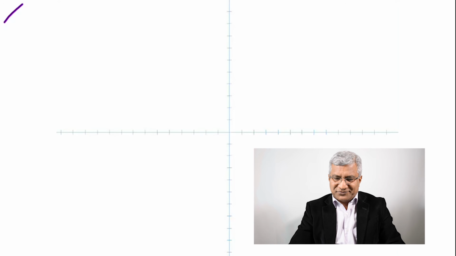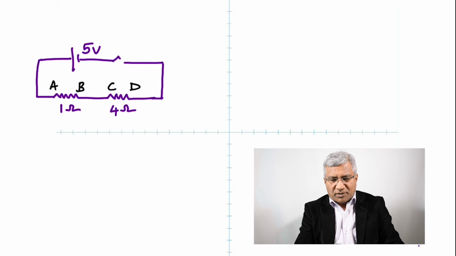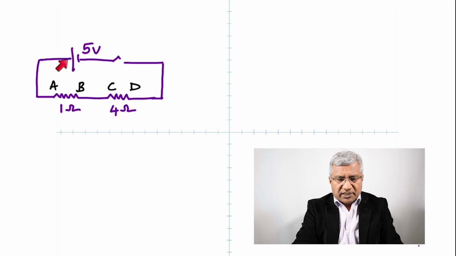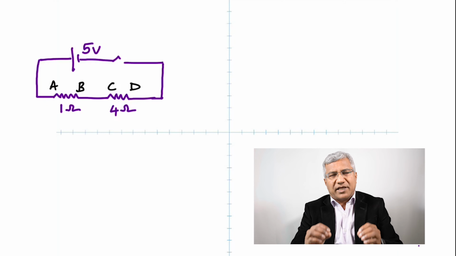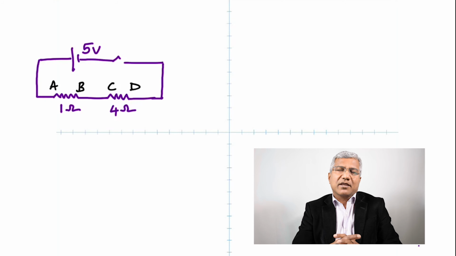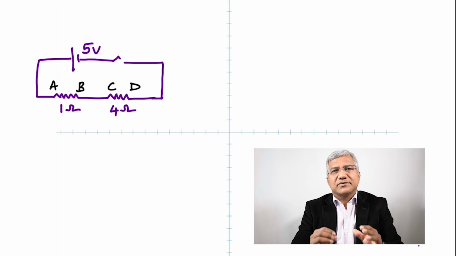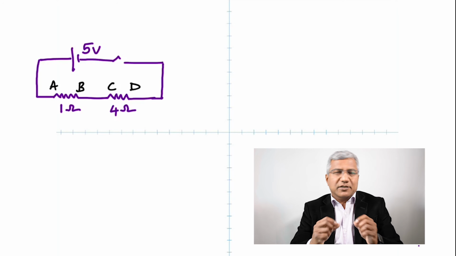The first topic is from current electricity. You have a circuit with a battery or an electric cell, 5 volt. You have two resistances connected in series. Whenever resistances are connected in series, you know that the current flowing through them are the same. So currents in series are equal.